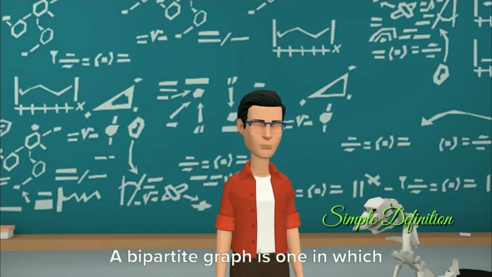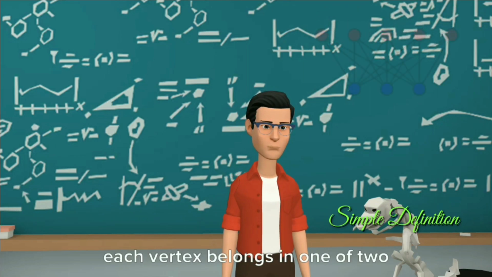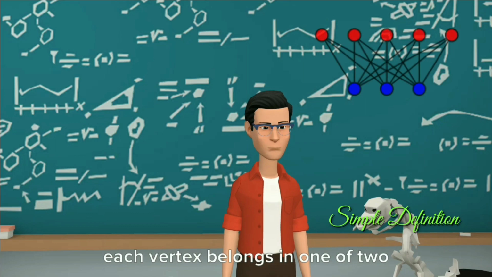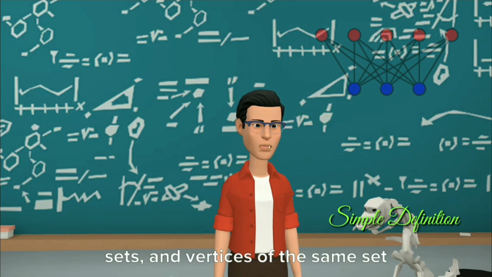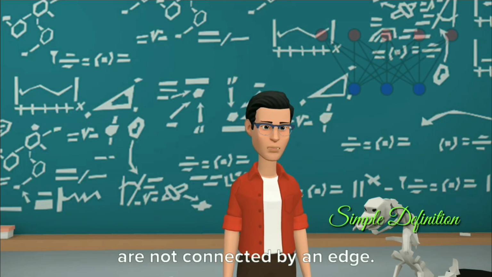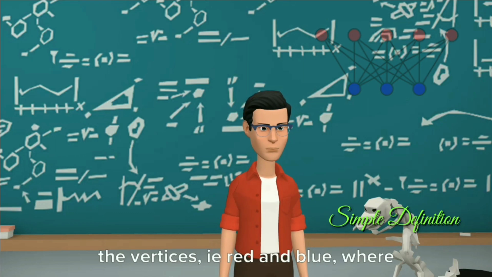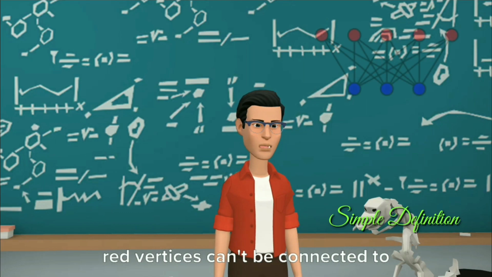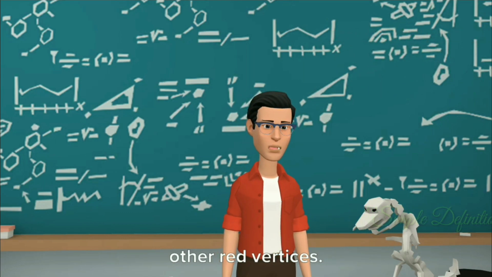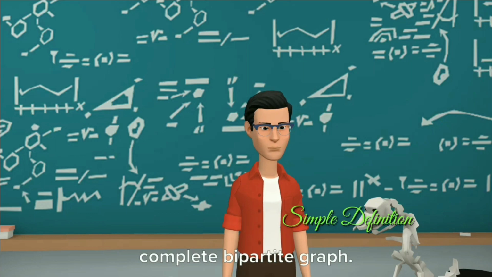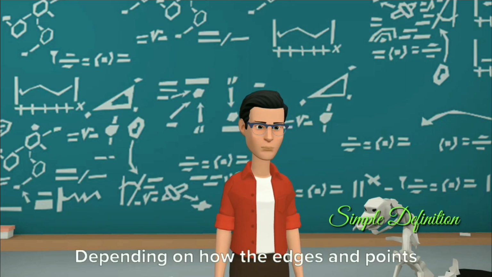2. Complete graph. A bipartite graph is one in which each vertex belongs in one of two sets, and vertices of the same set are not connected by an edge. This is usually shown by coloring the vertices, that is red and blue, where red vertices can't be connected to other red vertices. 3. Complete bipartite graph.